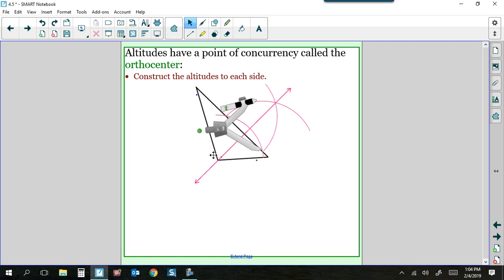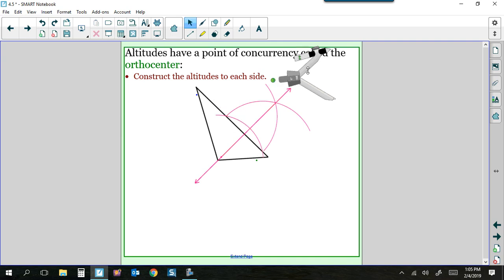Notice that I'm both entering and exiting my triangle because we already said that there is a chance for these to fall outside of your triangle. And because it's obtuse, we know it's going to be outside of our triangle. So it's important that you draw your altitude long enough to create that point of concurrency. So this is the same exact construction that you are going to do for the 2 other angles.